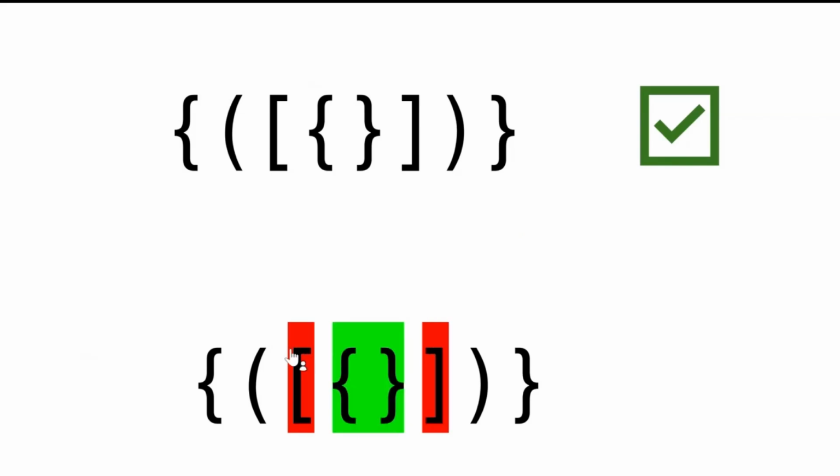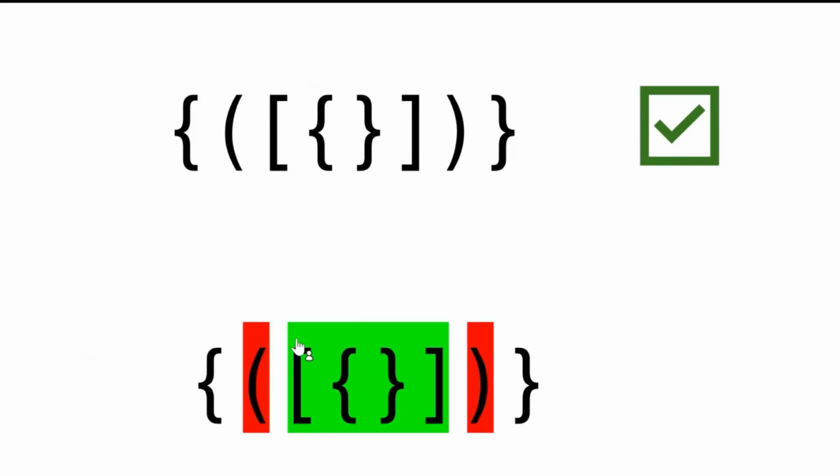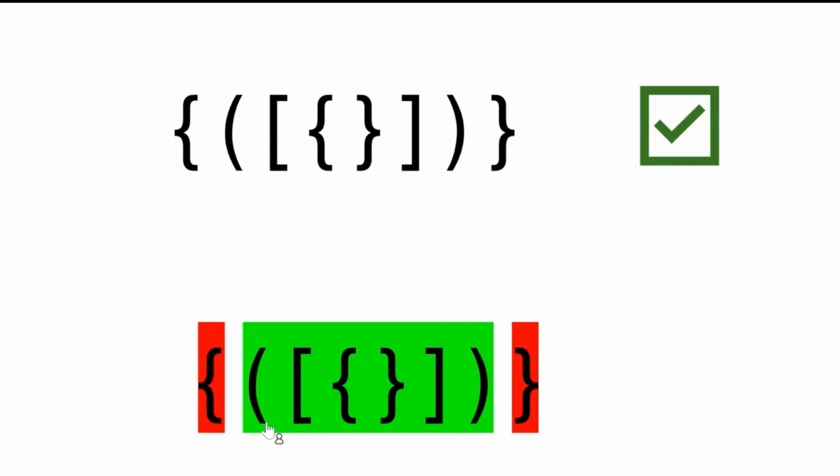Now we need to check the previous open bracket, which is the square bracket. Now there is a closing square bracket, so it is correct. Now we need to check the previous open bracket, which is the round bracket. It is also correct. And like this, we check for every open bracket whenever we see any closing bracket. So this is how this string is basically following all the rules, and it is making a valid parenthesis string.